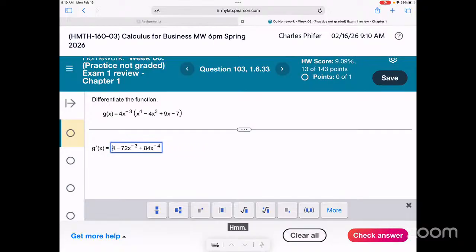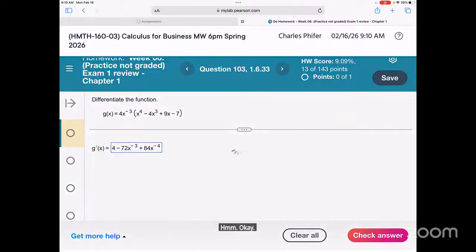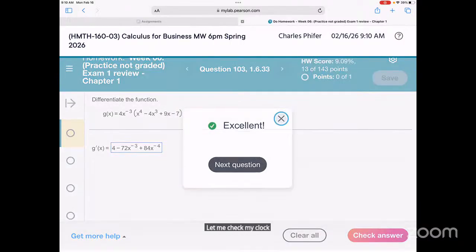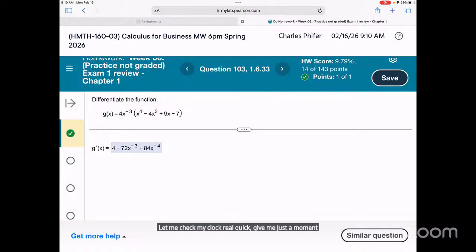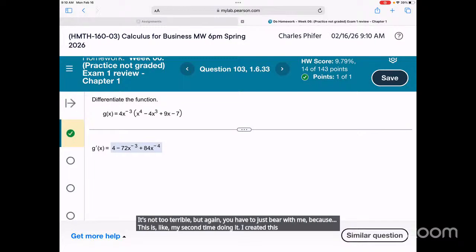Okay. Let me check my clock real quick. Give me just a moment. Okay, it's not too terribly bad. Again, you have to bear with me because this is like my second time doing it. I created this before, and like I said, I didn't share my screen, so I just turned around and went on and did it again. So this is approaching like hour 3 for me. Okay, anyway, let's keep going.